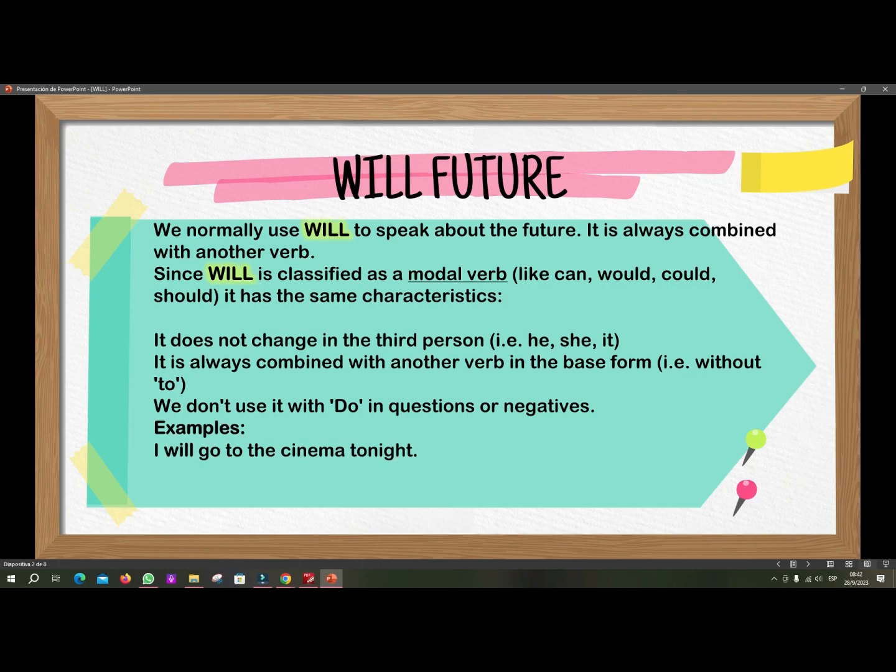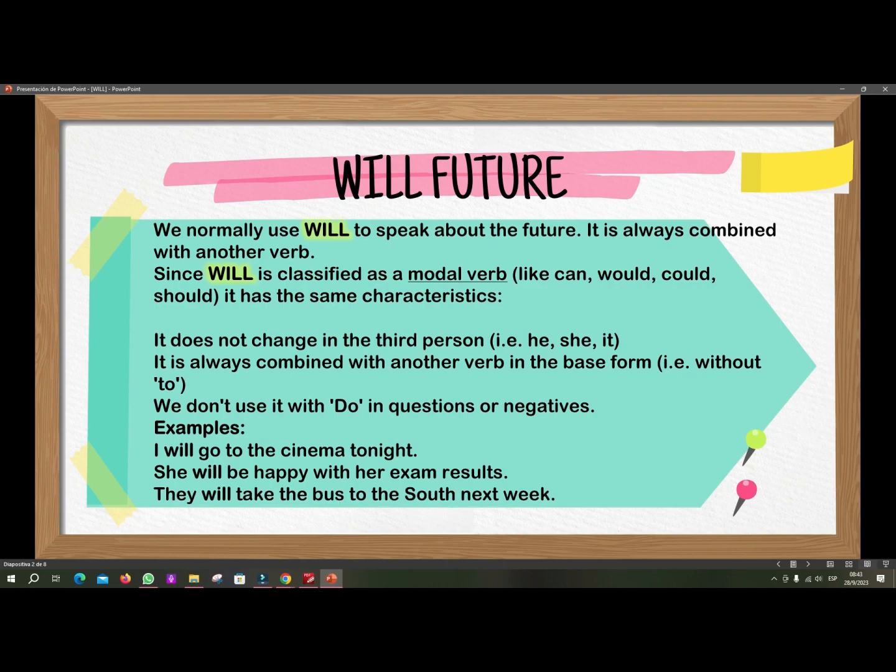For example, I will go to the cinema tonight. If you notice in this example, first you have the subject I, then will, go. Go in the base form, the infinitive form without to, right? To the cinema tonight, that will be the complement for that sentence, right? Or she will be happy with her exam results. Look at this. There you have third person singular, but you're going to use the verb in the base form. You don't need to add s, is, no. Just write the base form. So she will be happy with her exam results.